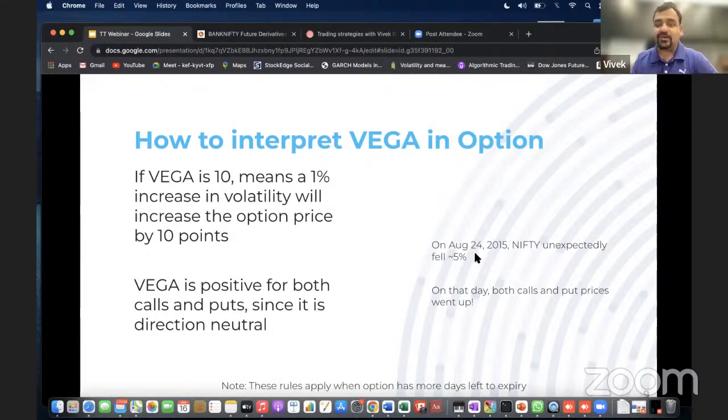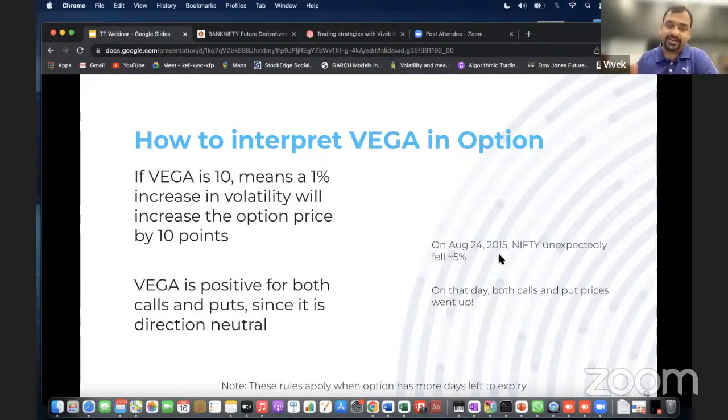Now interestingly, on 24th August 15, just to give you an example of this point, Nifty had unexpectedly crashed about 5% overnight. It was Monday, I think. And on that day, both the call option and the put option prices went up. Now, imagine the market falling 5% and still the call options, which are supposed to go down a lot, going up. Why did that happen?